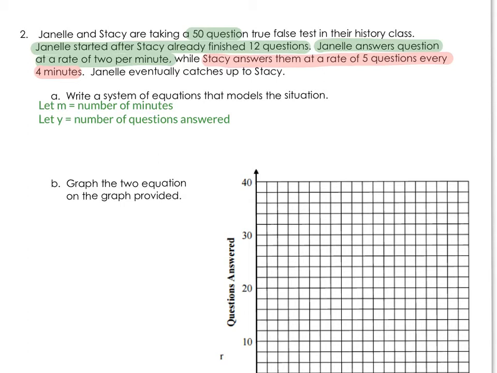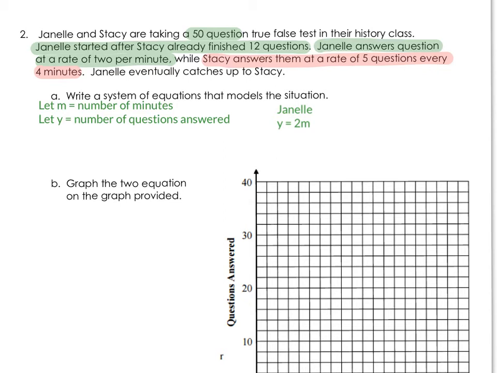I could change it to J of M and S of M if I wanted to, but I'm just going to leave it as Y equals, but I'm using M instead of the X because that's what's shown on the graph. Okay, so my first person is Janelle. She answers the questions at a rate of 2 per minute. So Janelle's equation is just 2M, 2 per minute.